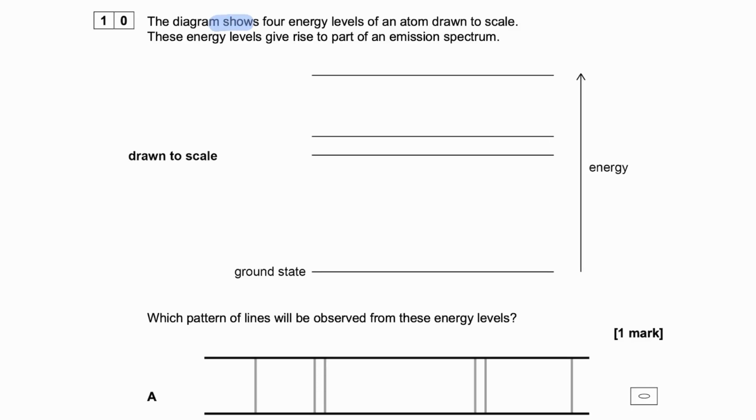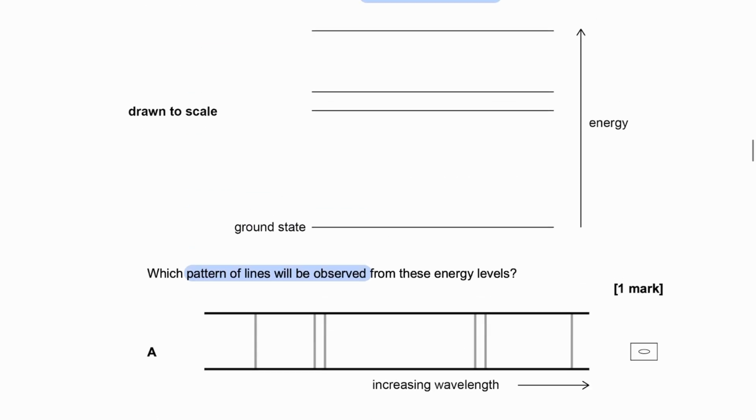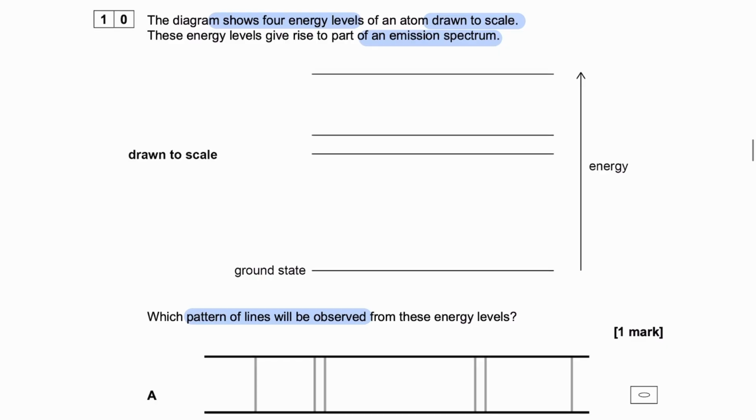The diagram shows 4 energy levels of an atom drawn to scale. These energy levels give rise to part of an emission spectrum. Which pattern of lines will be observed from these energy levels? So we're trying to match up one of these 4 spectra with this energy level diagram.